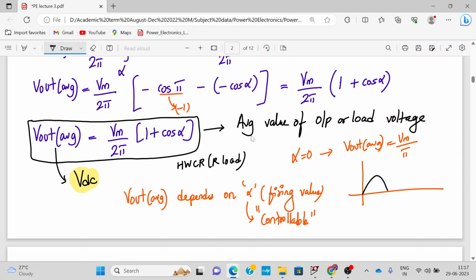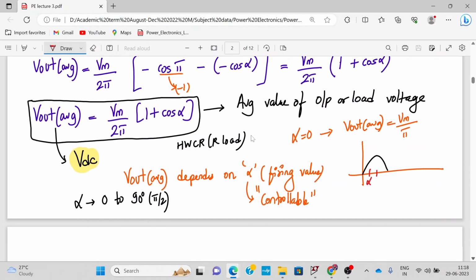Now that we apply alpha not equal to 0, alpha can be between 0 to 90 degrees, or 0 to pi by 2, we can say, in radians. Alright, so we can decide where we apply alpha. So alpha can be over here, alpha can be over here. Okay, so alpha is under our control, hence it's called a controlled rectifier. So it's proven from the V out average expression also.